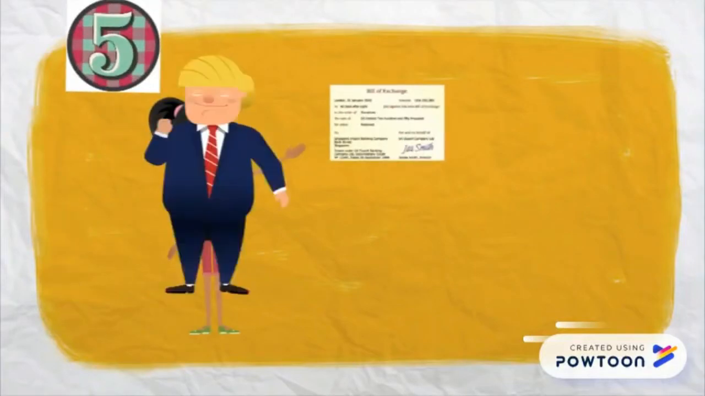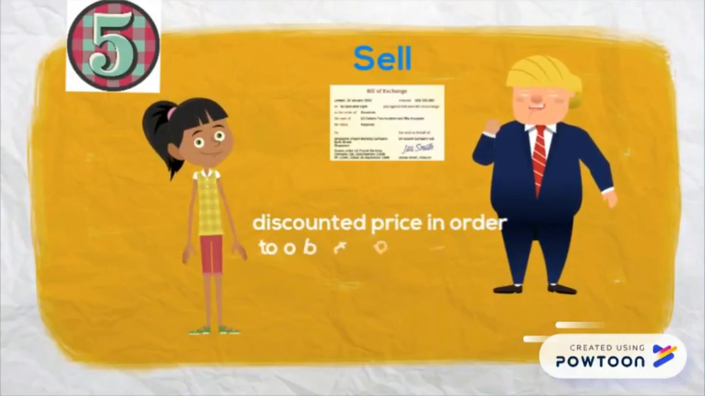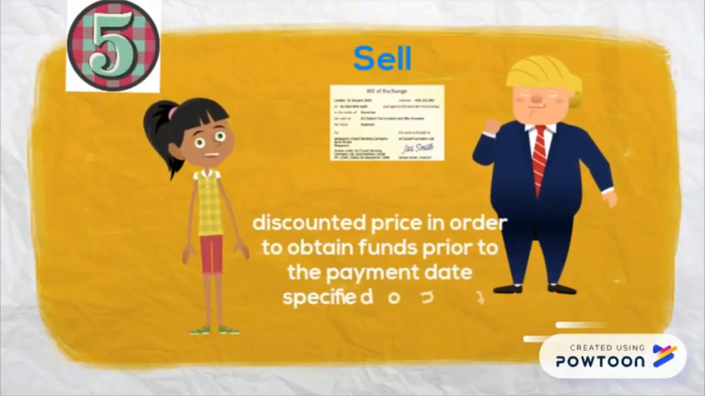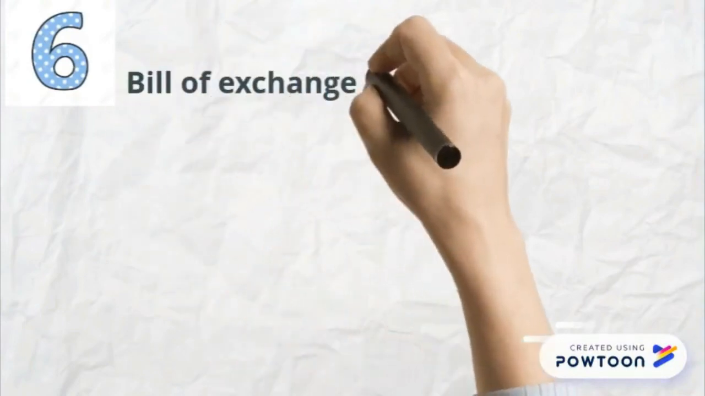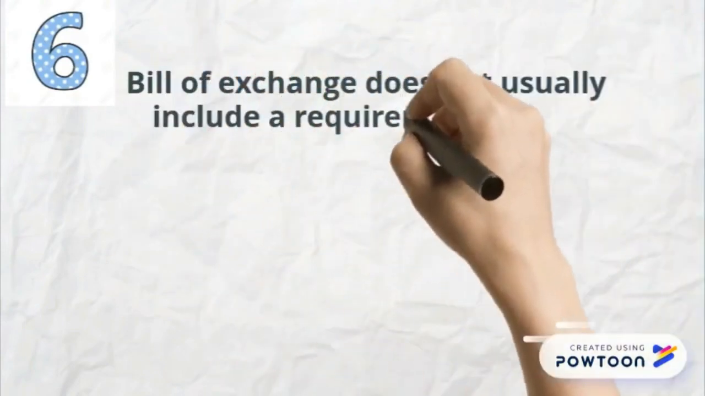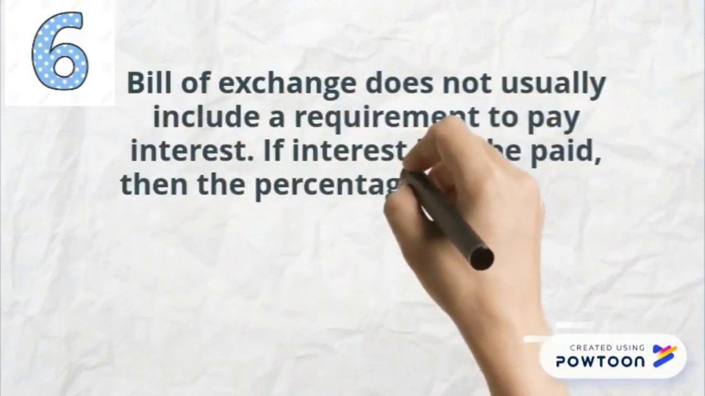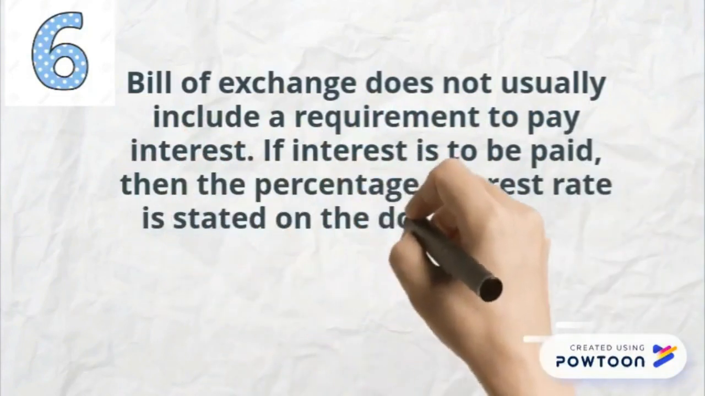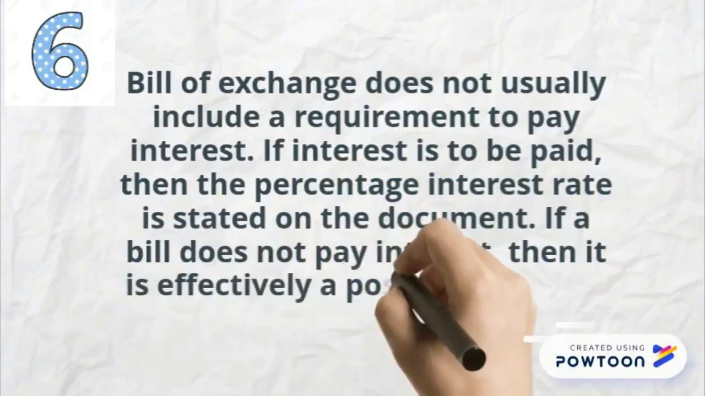The fifth, a payee may sell a bill of exchange to another party for a discounted price in order to obtain funds prior to the payment date specified on the bill. The discount represents the interest cost associated with being paid early. The sixth, a bill of exchange does not usually include a requirement to pay interest. If interest is to be paid, then the percentage interest rate is stated on the document. If a bill does not pay interest, then it is effectively a post-dated check.